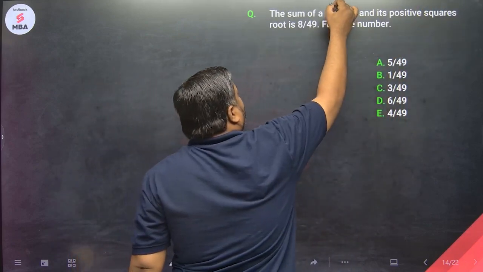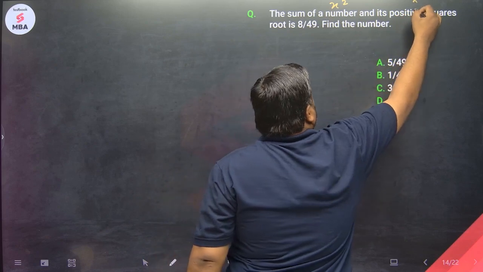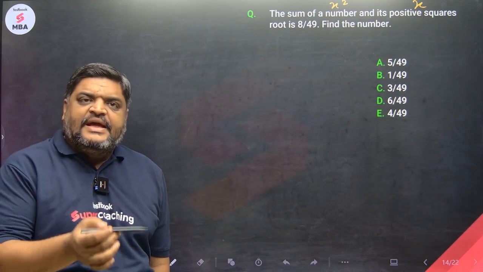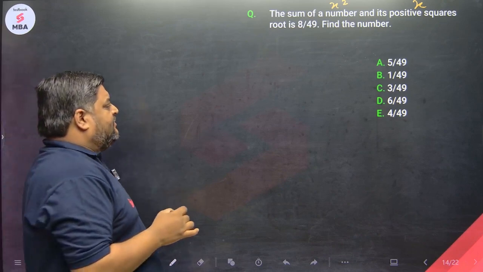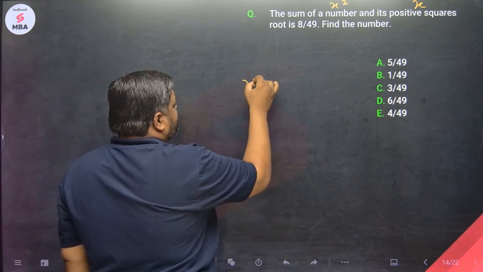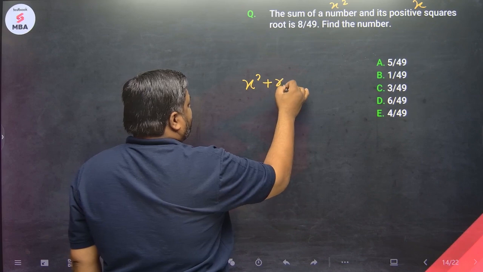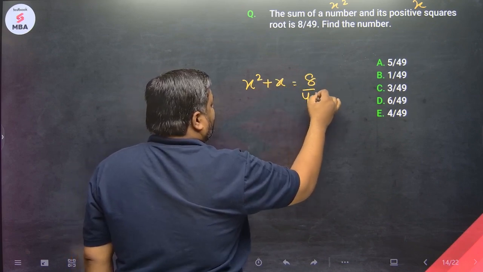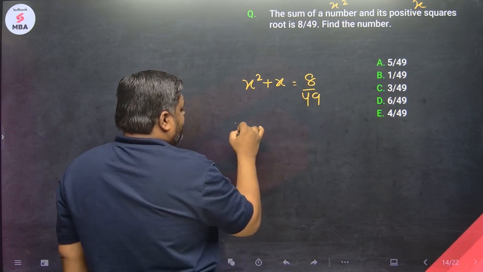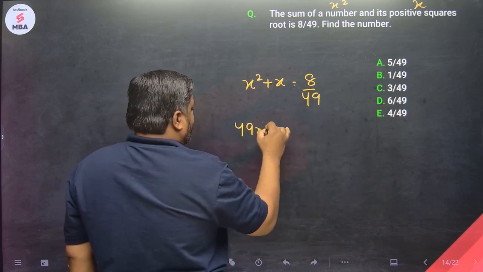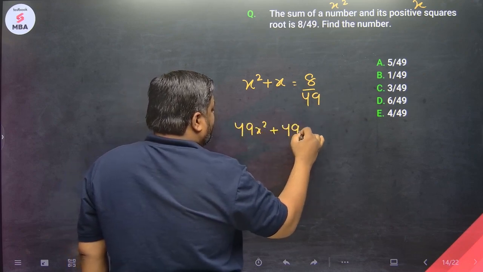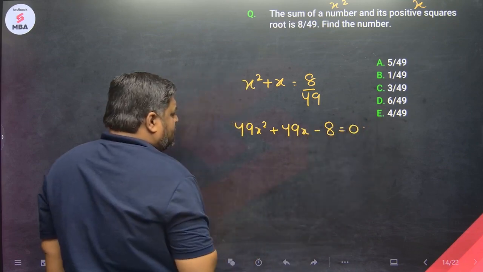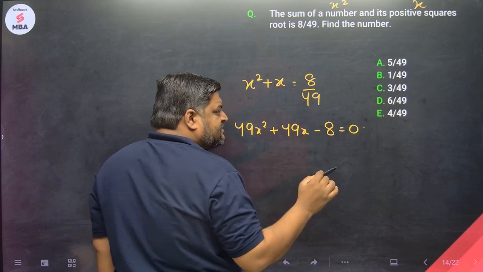Let's say that the number is x square. So positive square root would be x. X square and x. Sorted? So now what is given? X square plus x is equal to 8/49. Let's solve for x. So 49x square plus 49x minus 8 is equal to 0. 49 into 8 is 392.